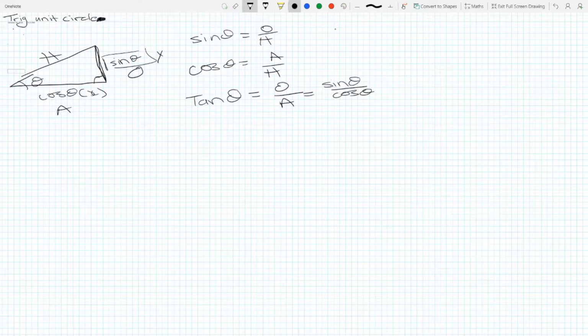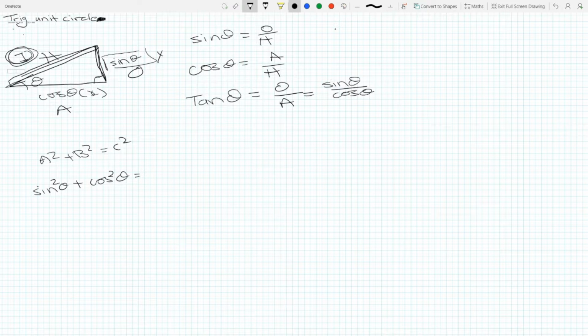Now these are the basic things that you need to know when we go into the unit circle and the whole thing as trig. The radius on the unit circle is always going to be 1, so if you take a triangle from the unit circle, the hypotenuse is 1. Using the theorem a squared plus b squared equals c squared, where a and b are cos theta and sine theta, sine squared theta plus cos squared theta should equal 1 squared, which is the same thing as saying 1. So that's our first identity, and that's where it comes from.